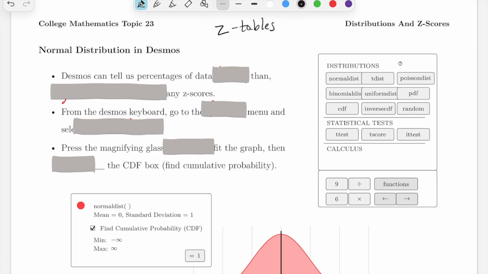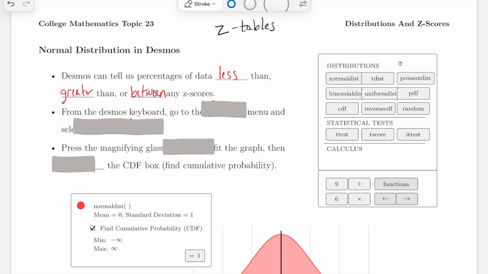This is old school. Basically, people got together with a whole lot of calculus and did a ton of probability calculations so that the rest of us could use a normal distribution without calculus. But now we have calculators to do this stuff for us. So Desmos is great because Desmos can actually tell us the percentages of all the data that's less than or that's greater than or even between any two z-scores.